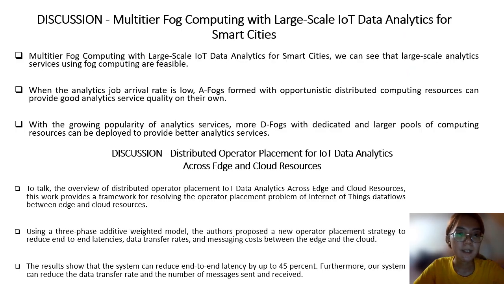In the analysis of the multi-tier fog computing with large-scale IoT data analytics for smart cities, we can see that large-scale analytics service using fog computing is feasible. When the analytics job arrival rate is low, a fog node with opportunistic distributed computing resources can provide good analytics service quality on its own. With the growing popularity of analytics service, more fog nodes with dedicated and larger pools of computing resources can be deployed to provide better analytics service.